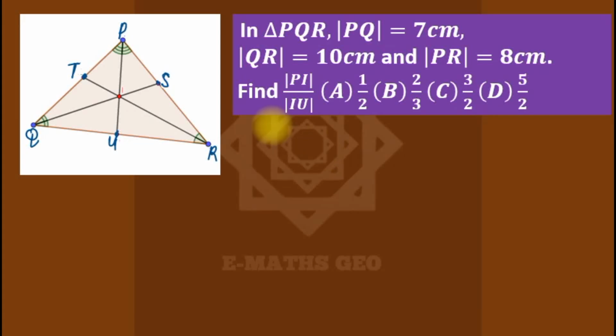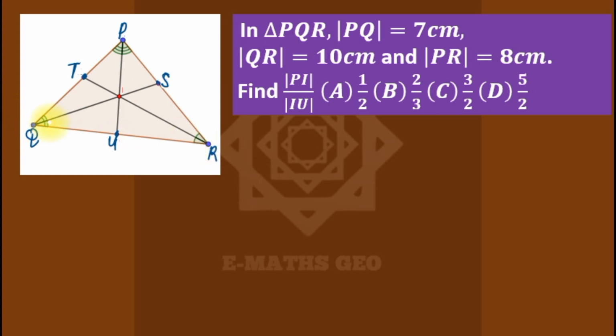In triangle PQR, PQ is 7, QR is 10, and PR is 8. We have to find PI over IU. As you can see from the diagram, PU, QS, and RT are angle bisectors. As you can see, they bisect the vertex angles into two congruent angles.